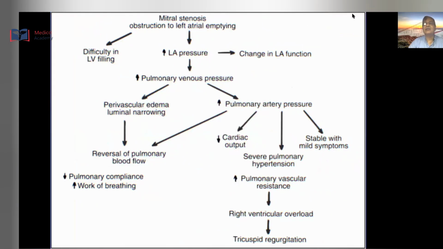This slide is a synopsis. This slide is a summary of whatever I have discussed up till now.